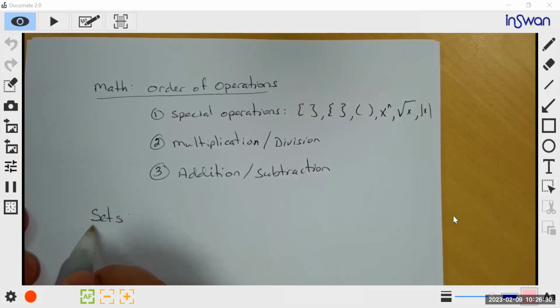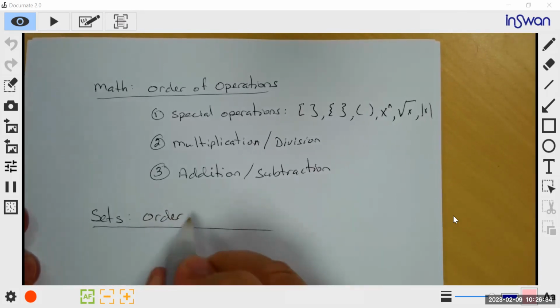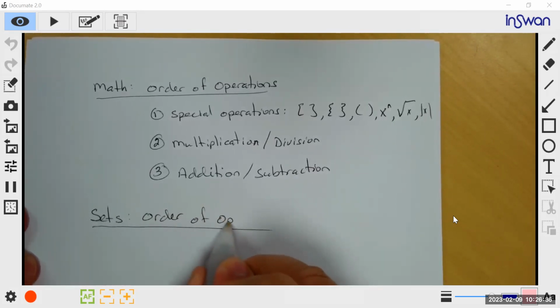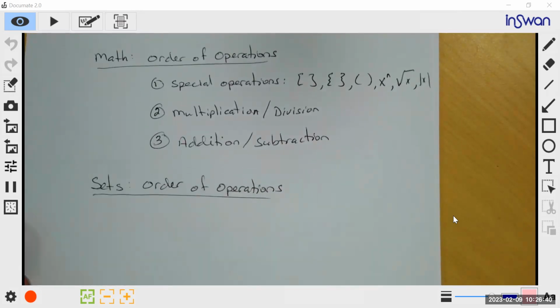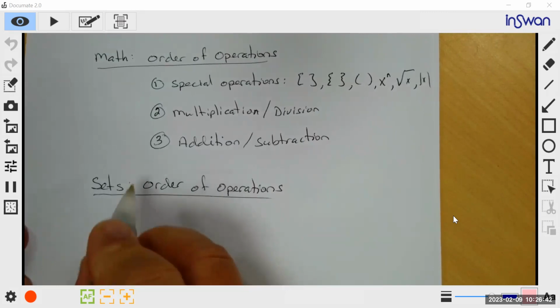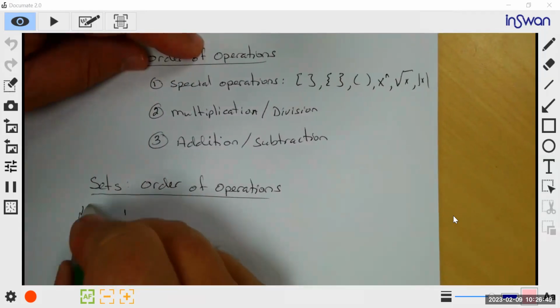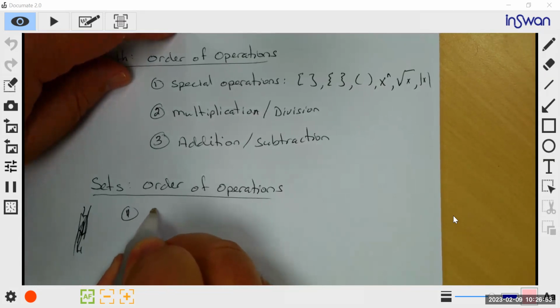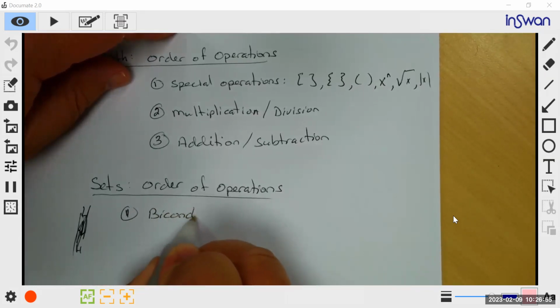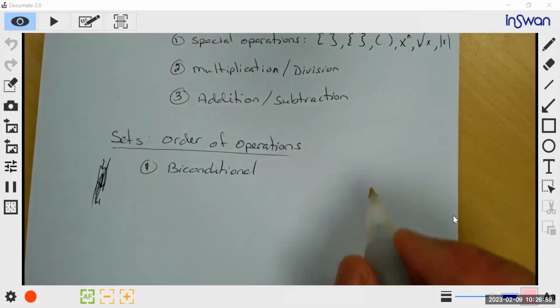When dealing with sets, the order of operations with sets, we're going to go from low to the highest. Actually, no, we'll do it like we did here, the most important. So the most important thing are biconditional statements.